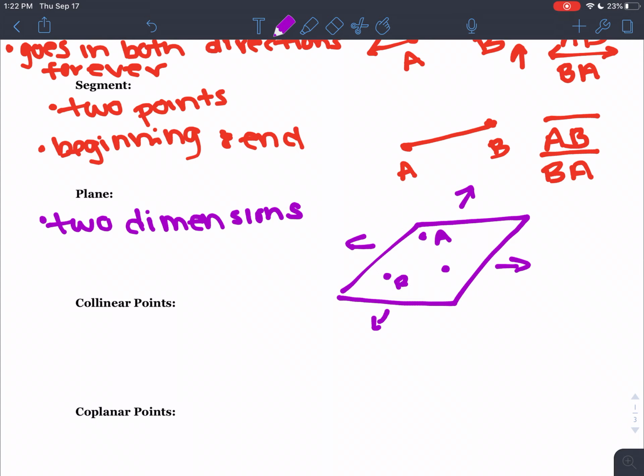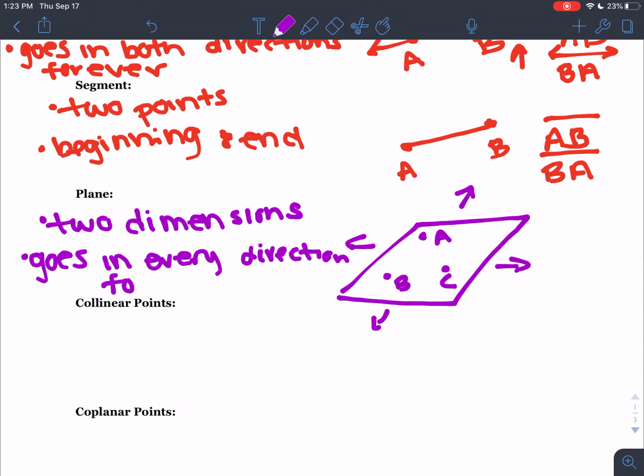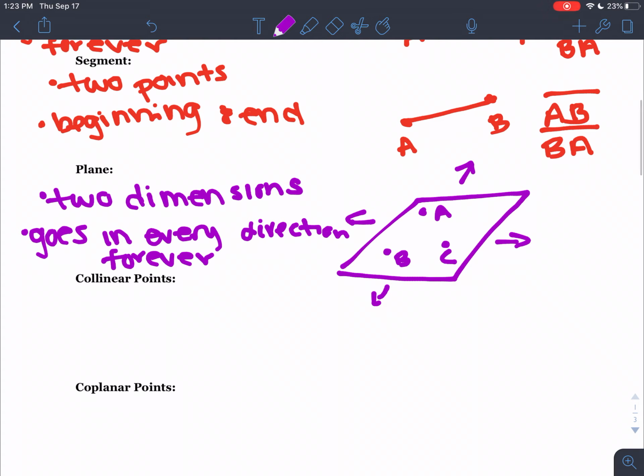This can be made by any 3 points that are not on the same line. So if we had A, B, and C, you'll notice it doesn't look like I can make one straight line between A, B, and C. That's what makes up a plane. It goes in every direction forever. You may also see a little cursive letter in the corners of these, like a P. That's another way to name this plane. You could call it P, or you could say ABC. That's plane ABC.